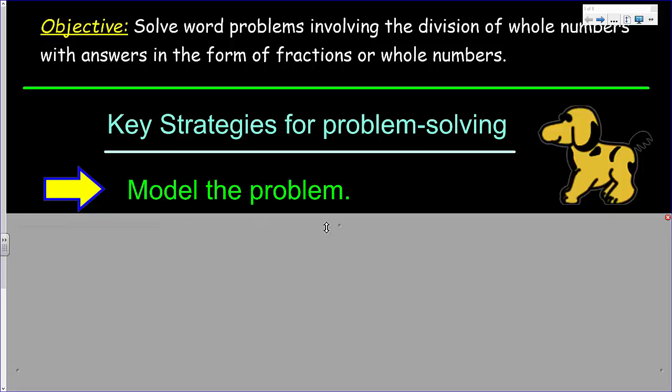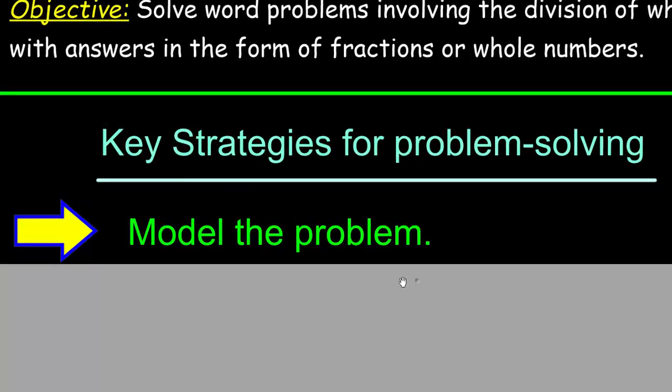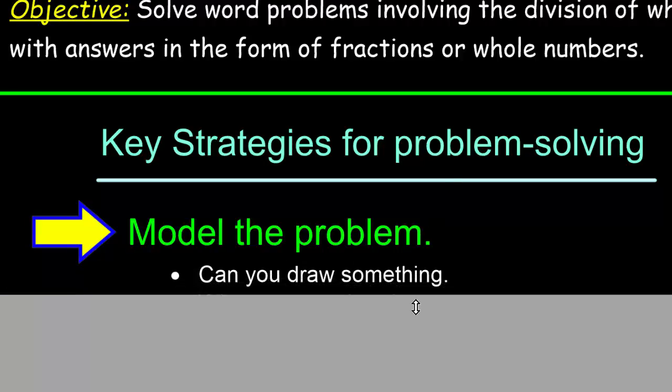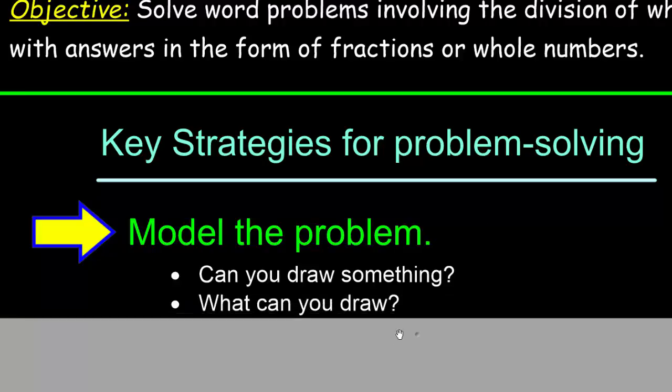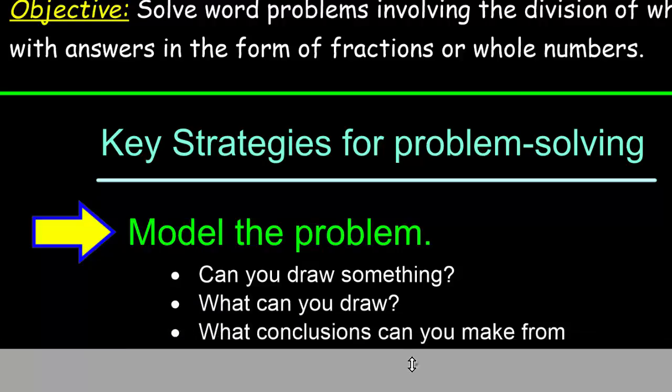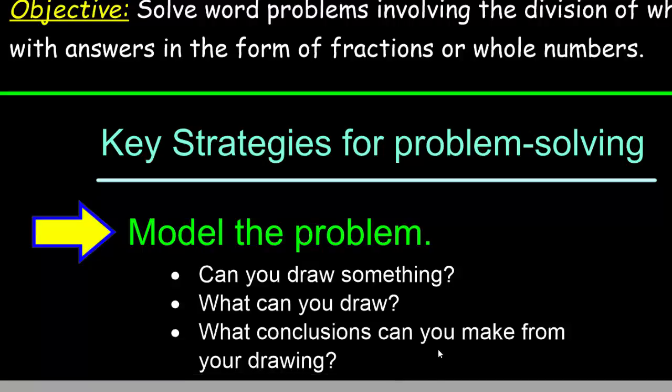There's something you may want to take a look at. First and foremost, we need to model the problem. Yes, that's what the arrow's pointing to. Model the problem, because when you draw a picture, it helps you get started, even though sometimes the problems may be more challenging. Can you draw something? What can you draw? And then finally, what conclusions can you make from your drawing?